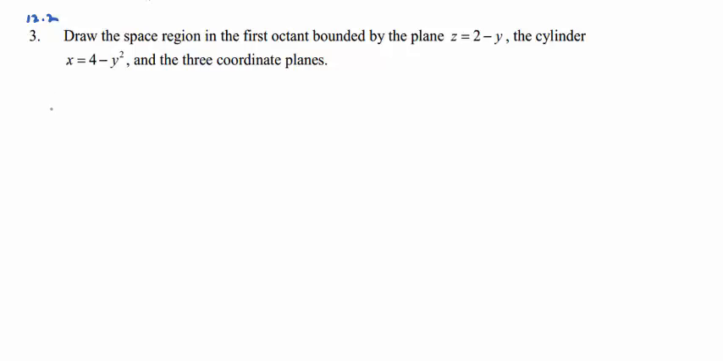Okay, I'm going to do homework problem number 3 from section 12.2 for you. Actually, before I do that, let me do two related problems. Let me graph the plane z equals 2 minus y. And then separately, I'll graph the cylinder x equals 4 minus y squared, and then I'll put it all together for you.